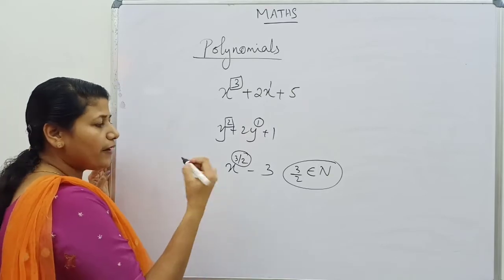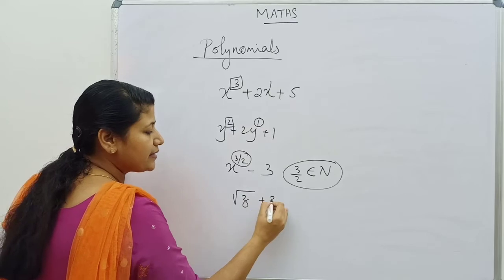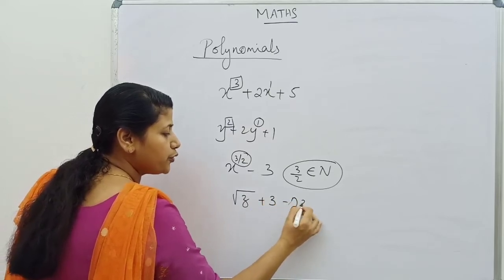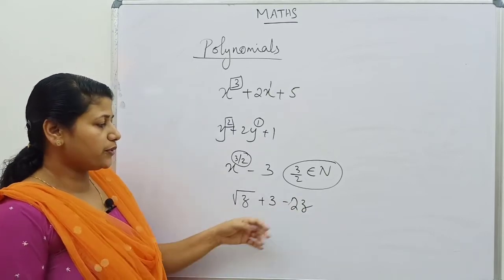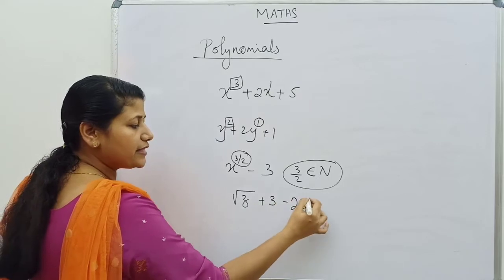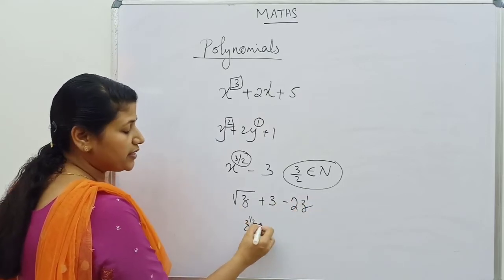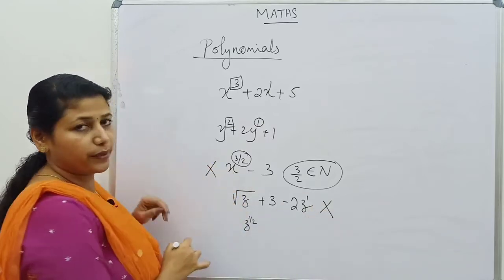One more. If you have another expression, root z plus 3 minus 2z. What about this polynomial? Root z plus 3 minus 2z. Here the power of z is 1, but here the power of z is root, which means 1 by 2. This is not possible. So this is not a polynomial. This is also not a polynomial.